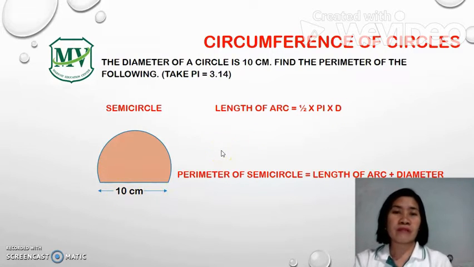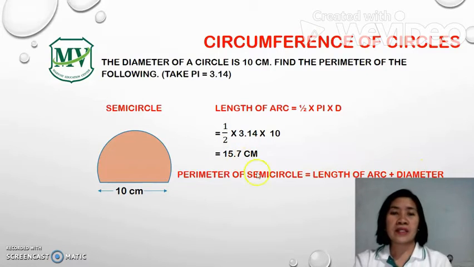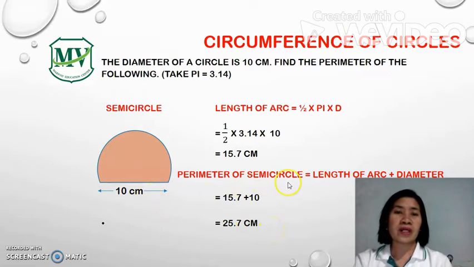So if we substitute the values, 1 over 2 times 3.14 times 10 equals 15.7 centimeters. So the length of the arc is 15.7 centimeters. The perimeter of the semicircle is equal to the length of the arc plus the diameter. The length of the arc is 15.7 centimeters and the diameter is 10 centimeters. If we add them, that will be 25.7 centimeters. So the perimeter of the semicircle is 25.7 centimeters.